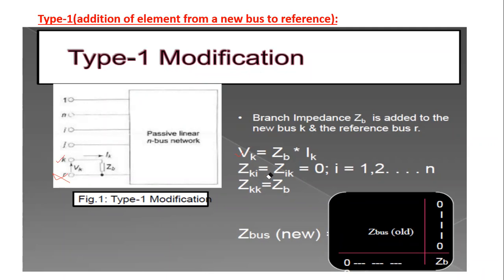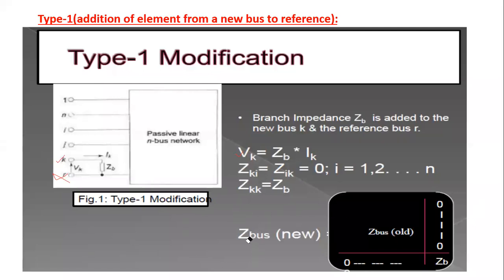Therefore ZKI is equal to ZIK is equal to 0, where I is equal to 1, 2, up to n. Therefore, ZKK is equal to ZB.